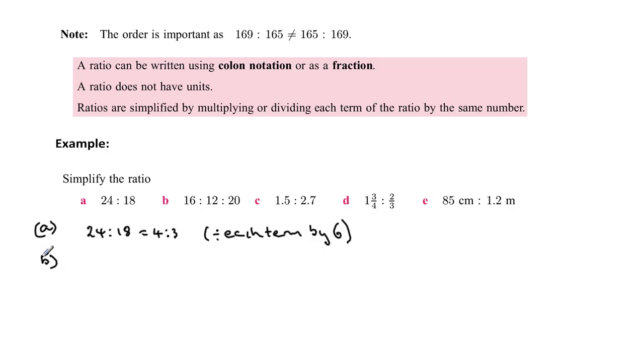Let's try B, and you can go ahead and try these out. This time we've got 3 terms, 16 to 12 to 20. And if you look carefully, you should be able to see that the biggest number that can go into all of them is 4. And if we divide 16 by 4, we get 4. 12 divided by 4 is 3. And 20 divided by 4 is 5. So we've divided each term by 4.